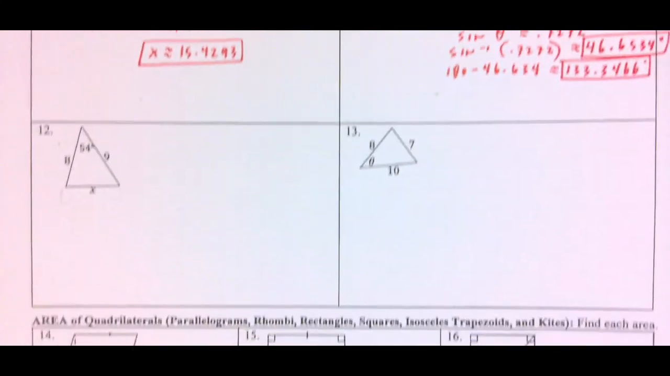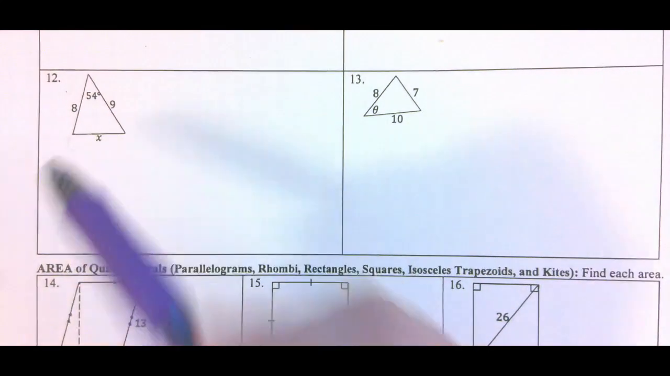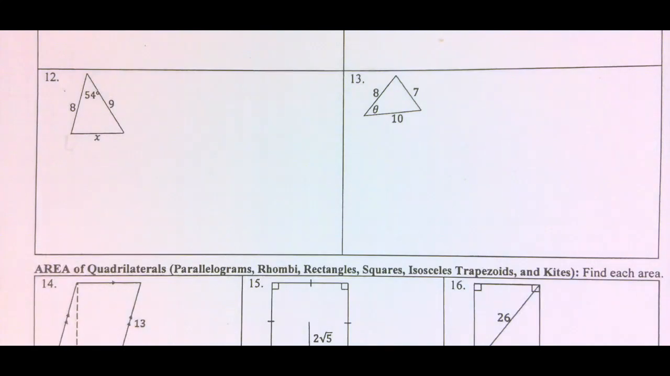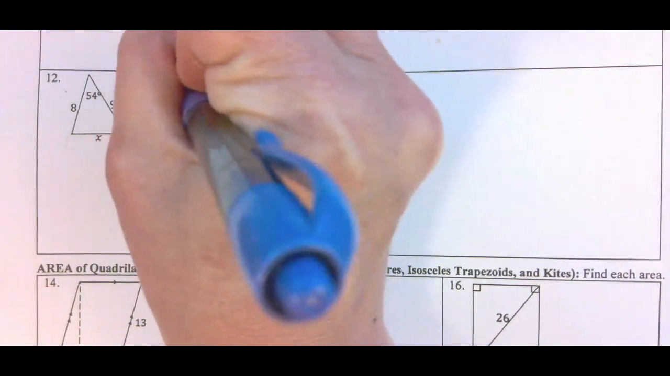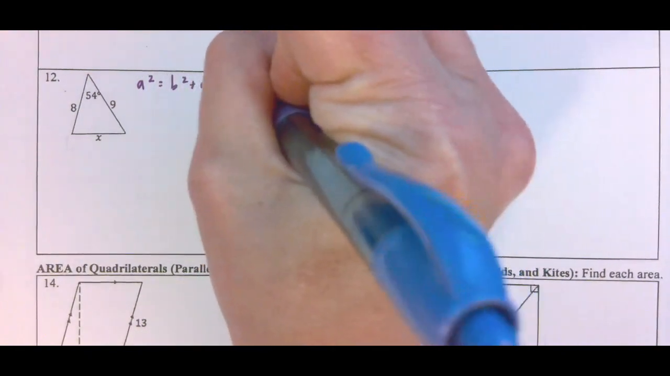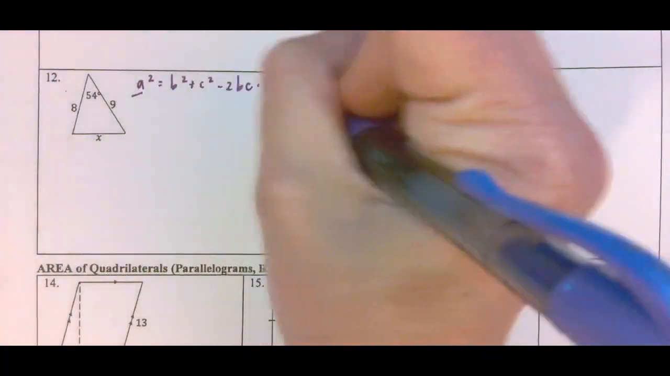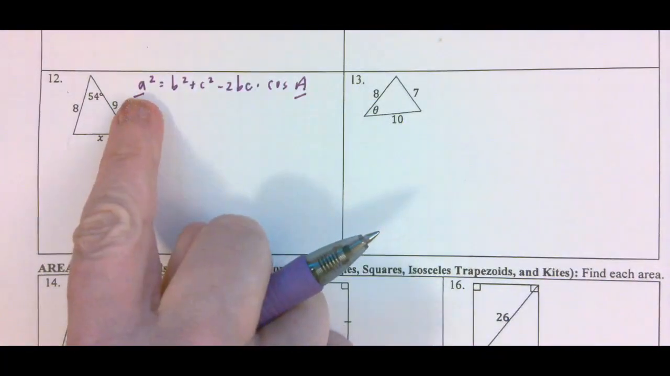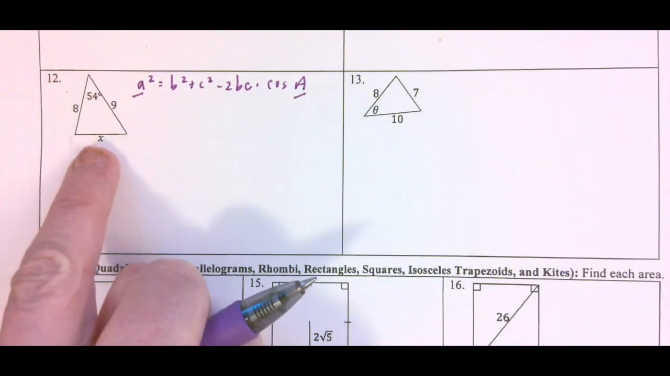All right, the next two. So here in problem 12, I no longer have an angle with a known side opposite. So that tells me that I must be using the law of cosines instead. So a squared equals b squared plus c squared minus 2 times b times c times cosine a. You are either solving for an unknown side or an unknown angle. And here we're solving for the unknown side.